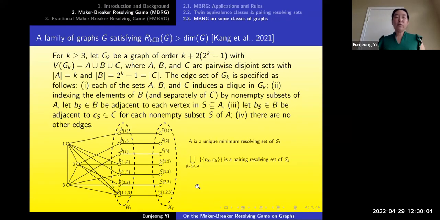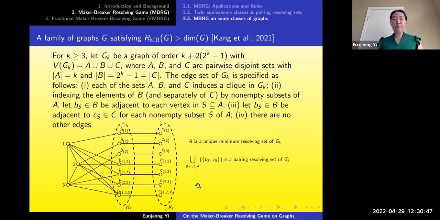This requires some work to prove, but what we were able to show is that the vertex set A, consisting of 1, 2, and 3, in fact forms a minimum resolving set. Not only that, it is the unique minimum resolving set of this graph. So as you can see, after the second round, whether make or break, resolver plays first, spoiler can always occupy 1 vertex. And because it's a unique minimum resolving set, there's an issue for resolver to occupy all vertices of the minimum resolving set within the metric dimension of G units of time.